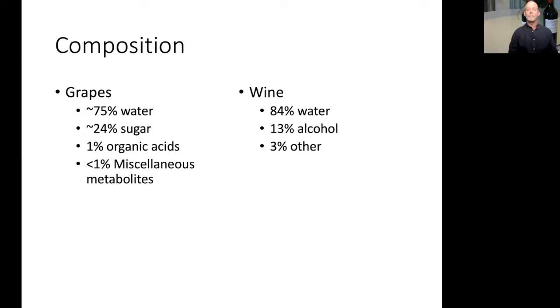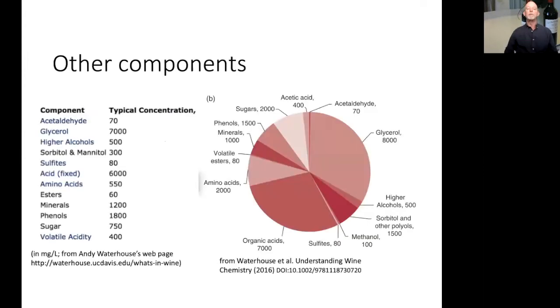Now in wine, it's composed of 84% water. And again, approximately 13% alcohol, depending on how much sugar was in the grapes before fermentation started. And we can then include 3% of other ingredients or components. So what are some of those components?